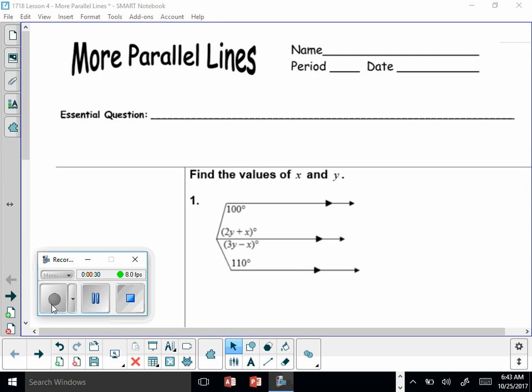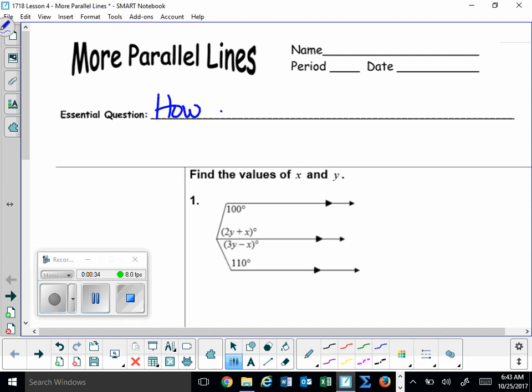So our essential question is, how do I solve problems with multiple lines?